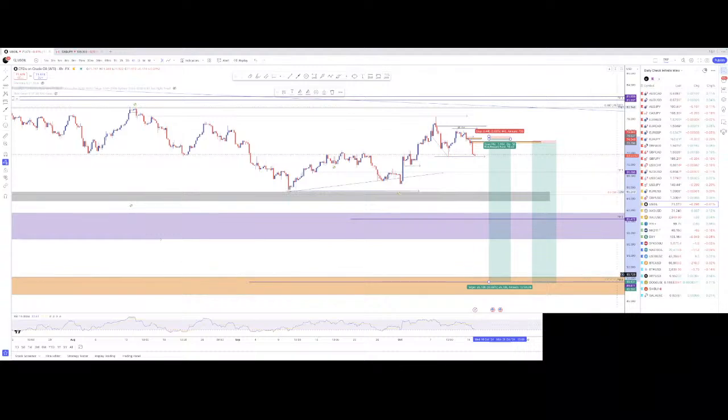Let's put some alerts on our targets and our stop area. Cool.